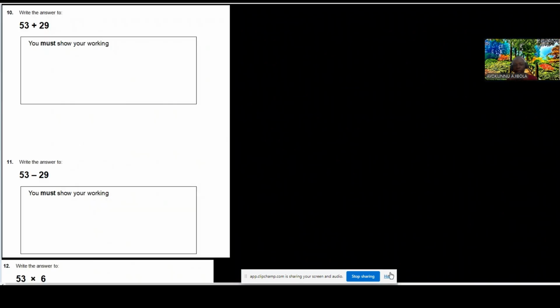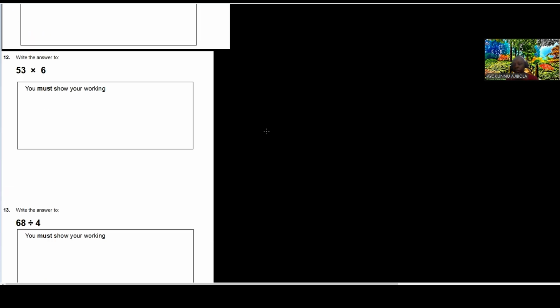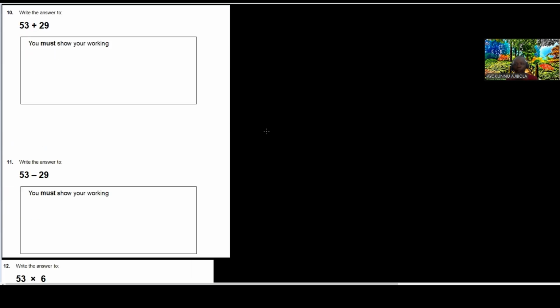So right now we have some questions to look at, involving addition of numbers, subtraction of numbers, multiplication of numbers, and division of numbers. So this is just testing the four basic concepts. Okay.